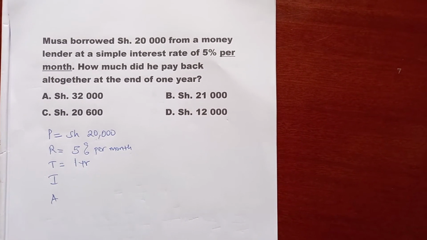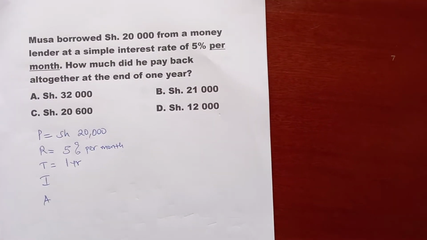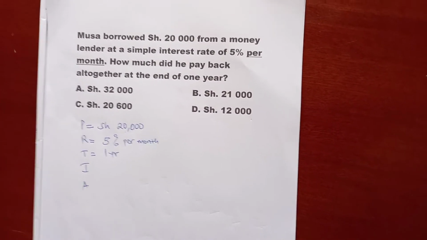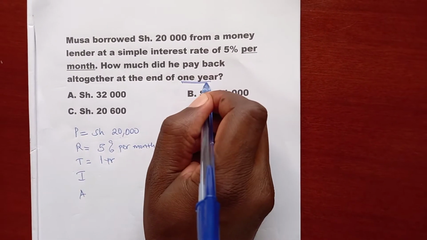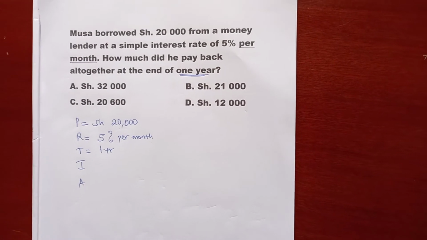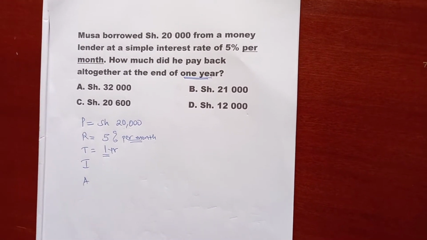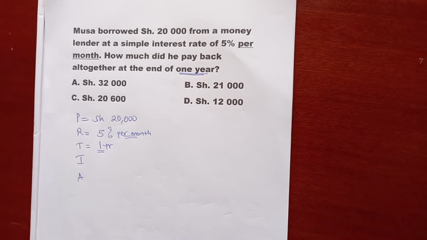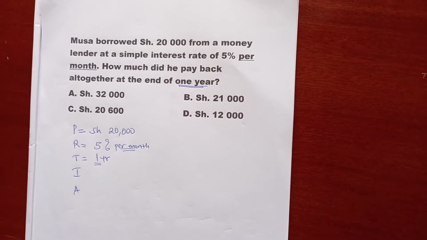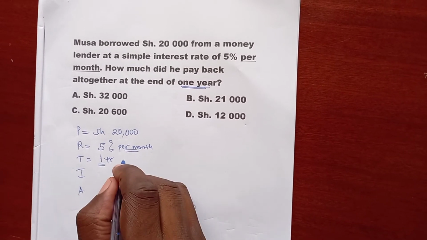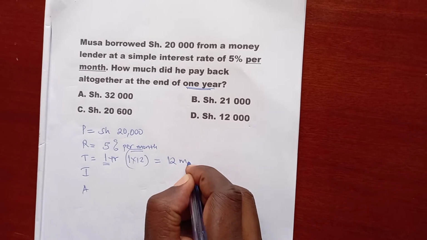Learners, in our previous questions, we have been dealing with per annum. But in this question, it is per month. And we are told that the duration is 1 year. So what are you going to do? If it is per month and it is 1 year, we are going to ask ourselves a question. How many months are there in 1 year? The answer is 12 months. So our time is 1 times 12, which will give us 12 months.